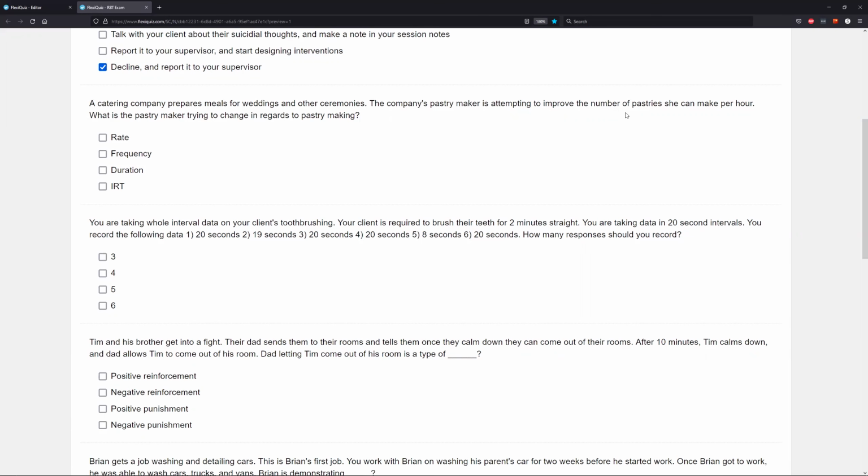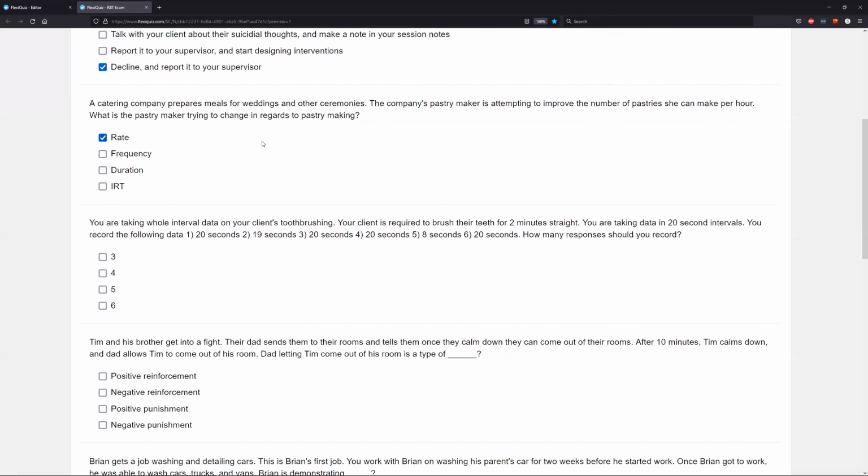So we know we're trying to count something. We're dealing with a count. If she was talking about the time it takes to make a number of pastries, then maybe we start talking about IRT or duration. But since we're dealing with a number, a count, we know we're probably dealing with rate or frequency. Then she adds per hour. So that changes things from simply frequency or count to an actual rate. So she needs to improve the rate of her pastry making.